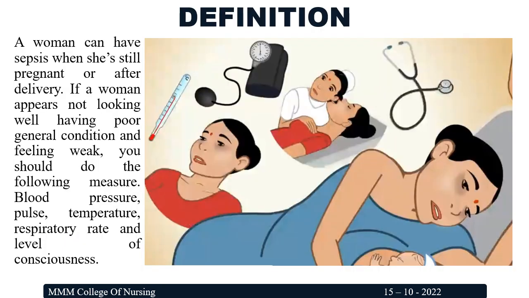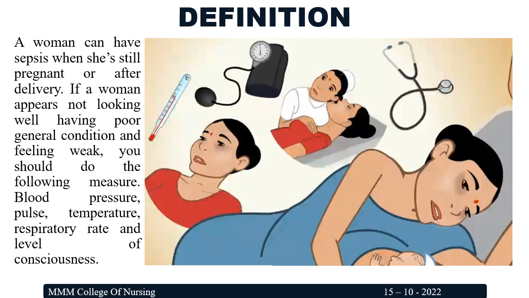Definition: a woman can have sepsis when she is still pregnant or after delivery. If a woman appears not looking well, having poor general condition and feeling weak, you should do the following measures, that is, checking the blood pressure, pulse, temperature, respiratory rate and level of consciousness.